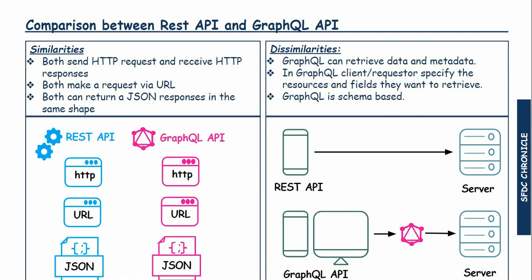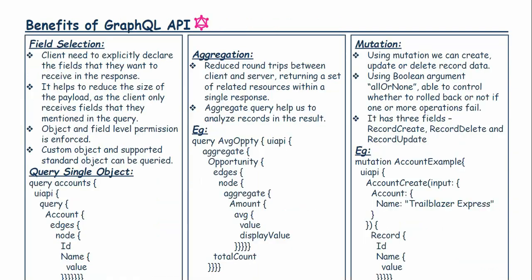Let's dive into detail of what benefits we will get from GraphQL API in Salesforce. Unlike REST APIs, which have multiple endpoints and fixed data structures, GraphQL provides a single endpoint that can return varied data based on the client request. So that is one advantage or benefit of GraphQL.